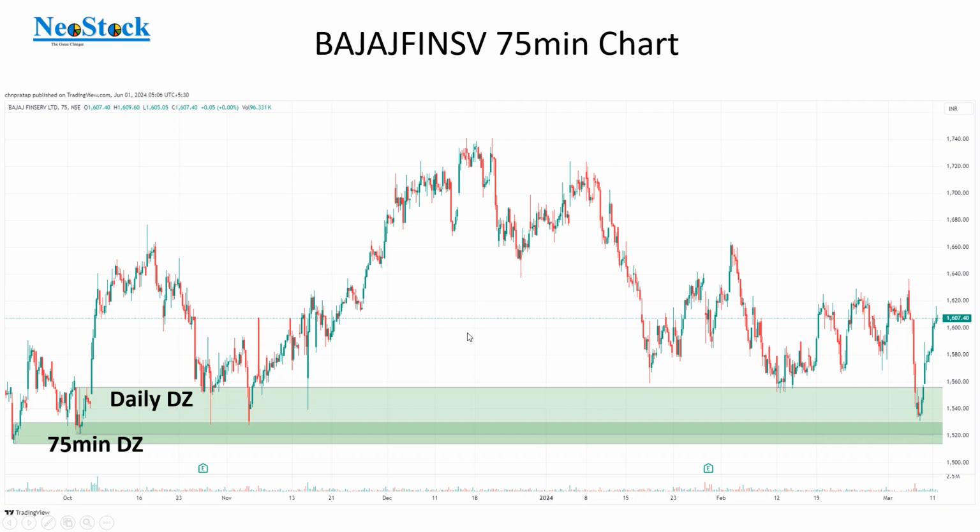But the point you need to understand is how strong these lower time frame zones are, which are responsible for, which is the origin behind the creation of the higher time frame zone. That is what you should understand.